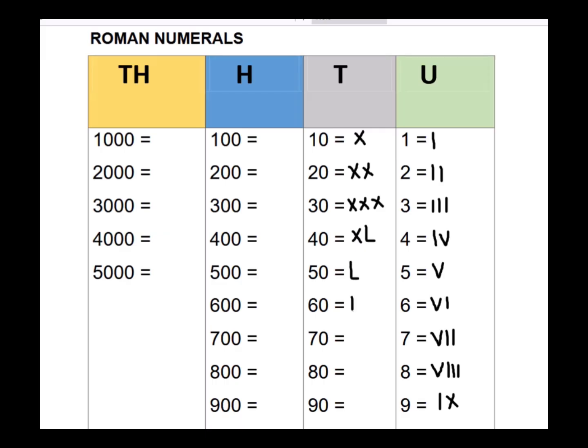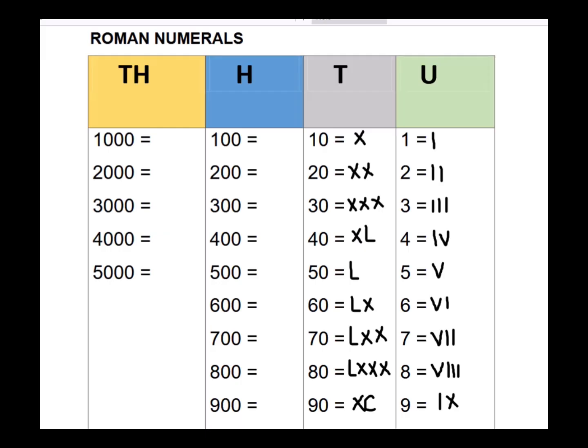60, LX. 70, that is LXX. Roman numeral 80, that is LXXX. Roman numeral 90, that will give us XC. So we're done with the tens place.